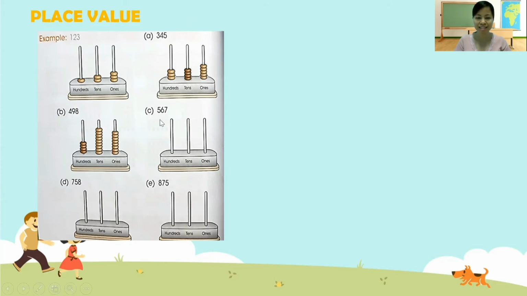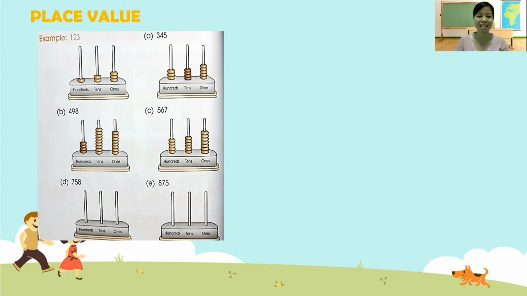Now let's go to letter C. Letter C has 567. So 5 has the value of 500. Therefore, we're going to put it on the 100. 5 beads for 500. Next, we have 6, which has the value of 60. So we're going to put 6 beads on the tens. And 7, which has the value of 7, you're going to put it on the ones. Here you go. Good job.